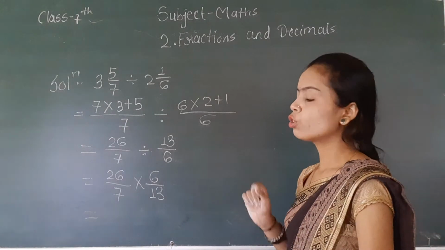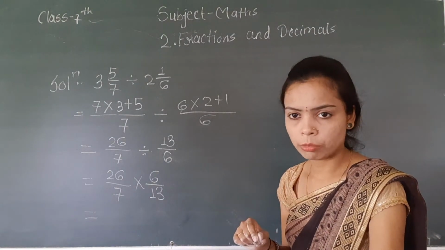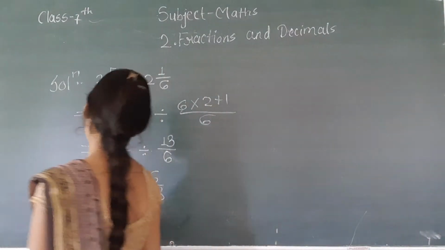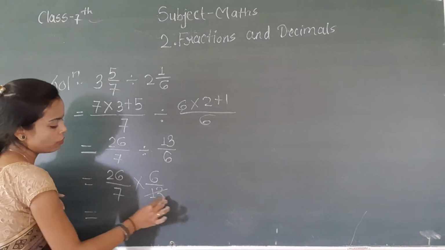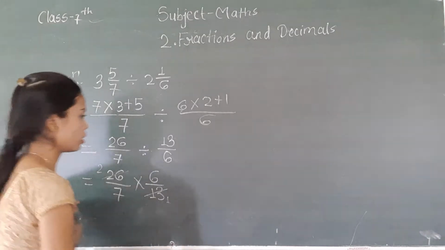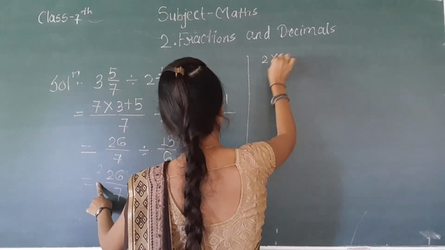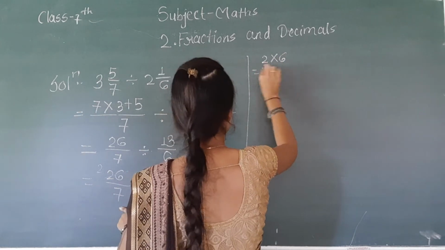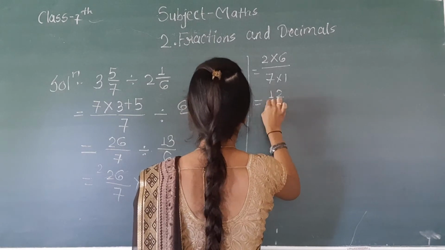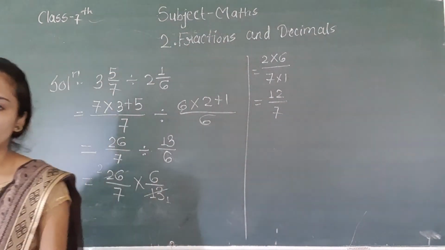So if you don't want to multiply the numbers in the numerator or in the denominator, cancel them out. Try to cancel them out. If you cancel it, your answer is 13 ones are 13 and 13 twos are 26. So your answer becomes in the numerator 2 into 6 and in the denominator it's 7 into 1. So your answer will be 12 upon 7.